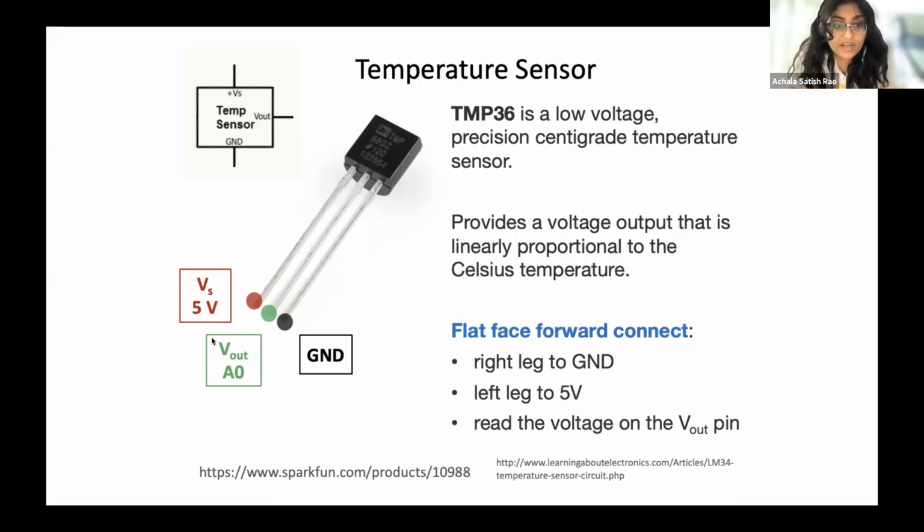And so when we're defining what power, output, and ground are, we want to always look at it from the flat side facing forward, so facing you. So basically the rightmost leg is connected to ground, the leftmost leg is connected to 5 volts, and the middle leg is the output. So whatever digital pin or analog pin that you want to connect it to will be connected to the middle one.